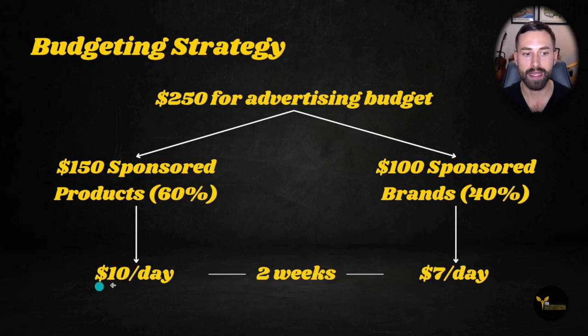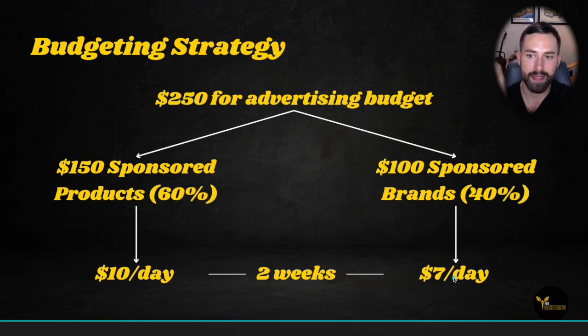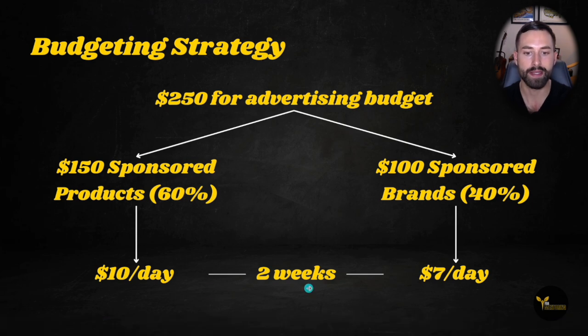So that comes out to a daily budget of $10 a day for the sponsored products and about $7 a day for the sponsored brands over 2 weeks. 2 weeks is our launch timeline. That's typically the time that Amazon really judges your listing, for lack of better words. And the more sales that you can have within 2 weeks, 2 to 4 weeks really, you're going to have a better search rank and pop up in the search results organically.